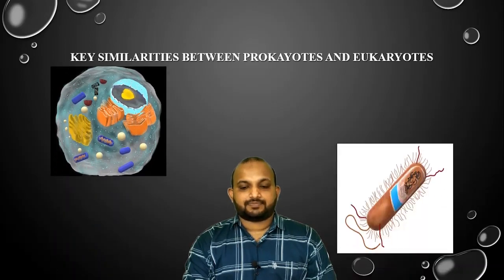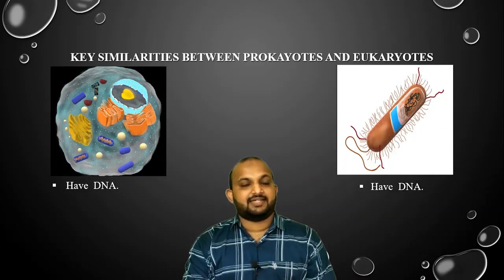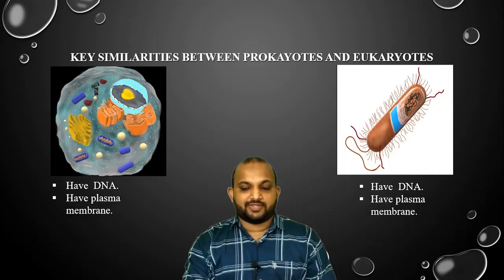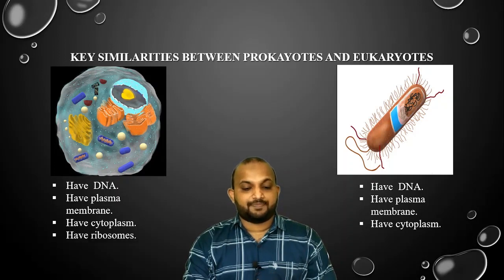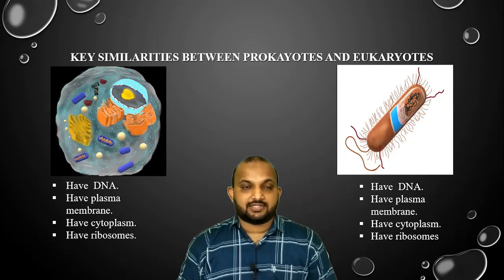Let's see the similarities. Even though they have many differences, prokaryotes and eukaryotes have certain similarities. Both consist of DNA. Both have a plasma membrane, which defines their structure and gives them protection. Both have cytoplasm. And both have ribosomes for the synthesis of protein.